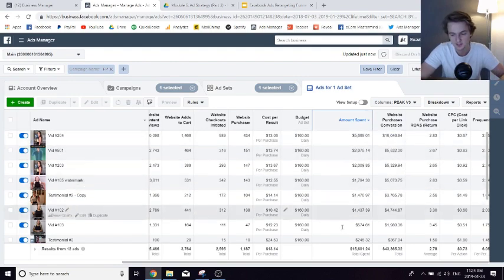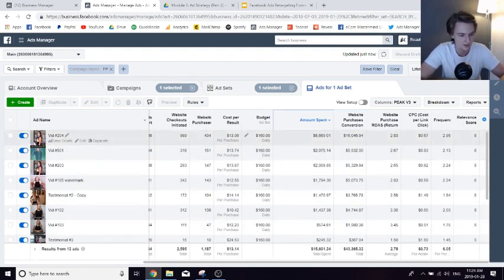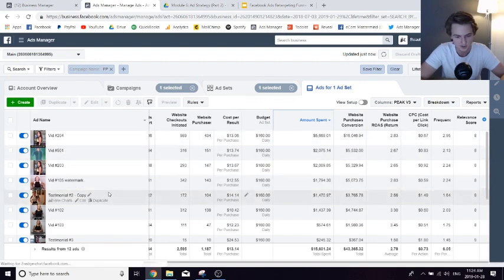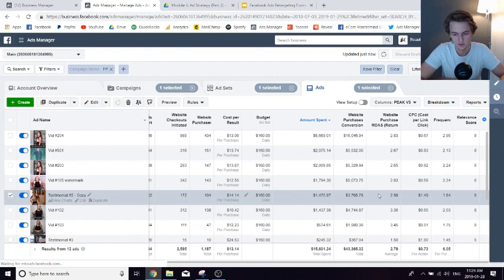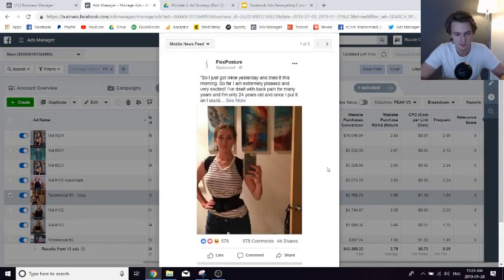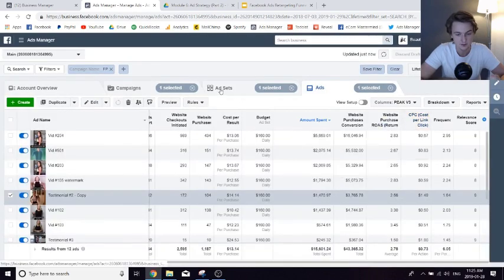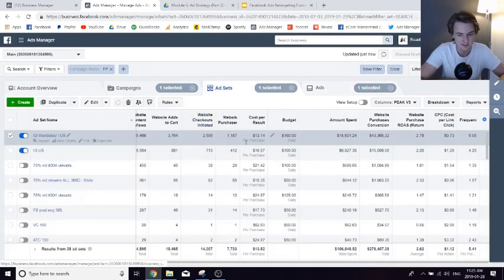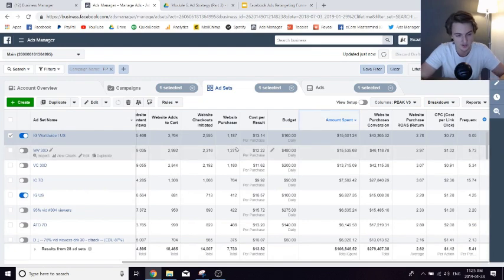So the ads that were performing the best were video ads, right? These are all video ads, and those are the ones that brought the most sales. Now there's also a testimonial here that did quite well, 2.56 return on ad spend. We can check that out. That's just a typical testimonial, and that really helps build trust. So those audiences converted very well.